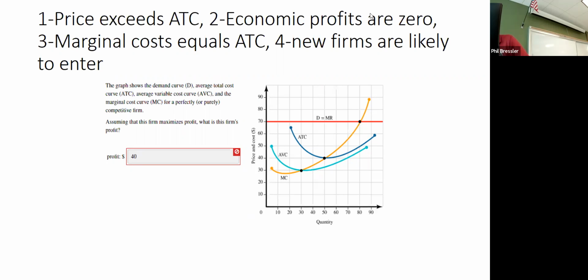What would it look like if marginal cost equals ATC? The ATC would be here, like 0 economic profits.